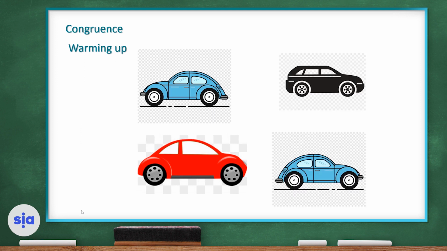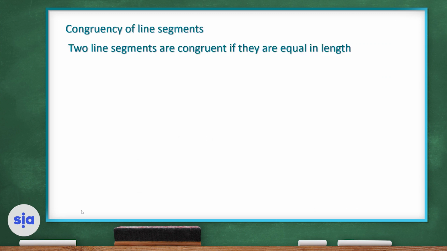But here, yes, the two blue cars are two congruent cars because they have the same size, same shape, and same everything. So the congruence means exactly and identically the same. Let's go to geometry. Now we'll be talking about the congruency of line segments.